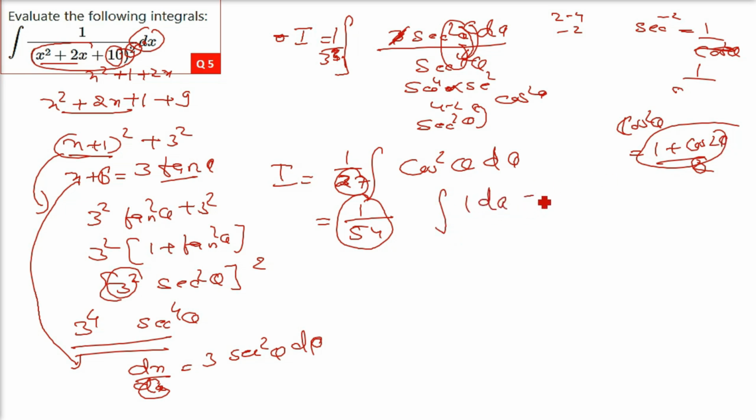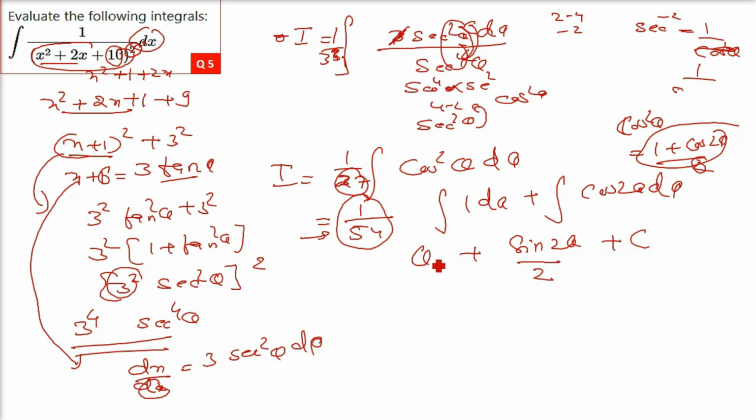And this 1 plus cos 2 theta will be the integration of d theta and the integration of cos 2 theta d theta. So the integration of d theta will be theta, and the integration of cos 2 theta will be sin 2 theta, and the 2 from differentiating 2 theta will be in the denominator, plus the constant of integration. Now we have to change this theta. So theta will come from here.